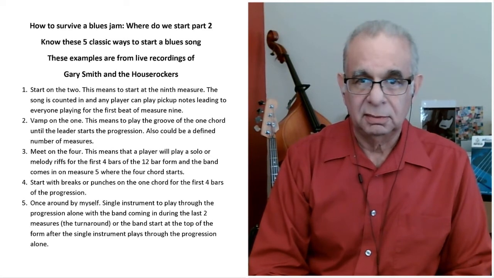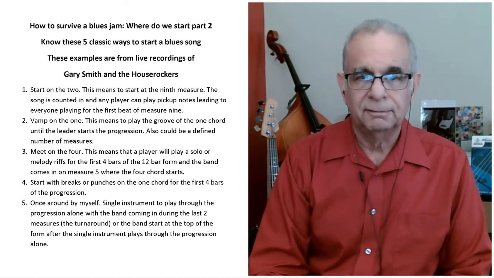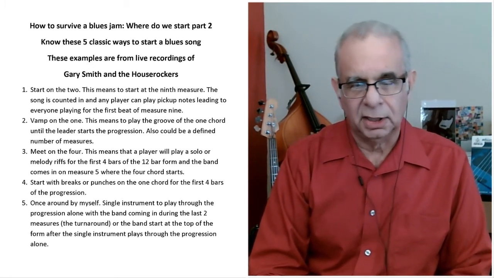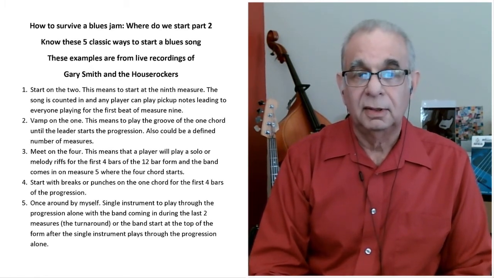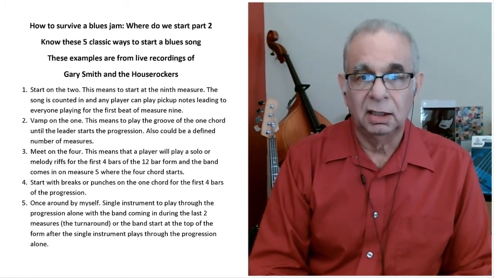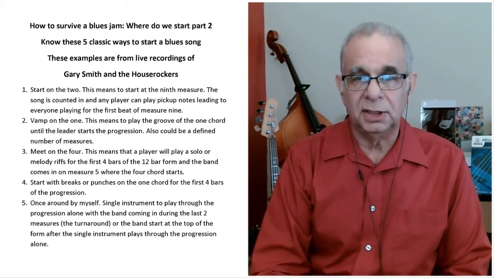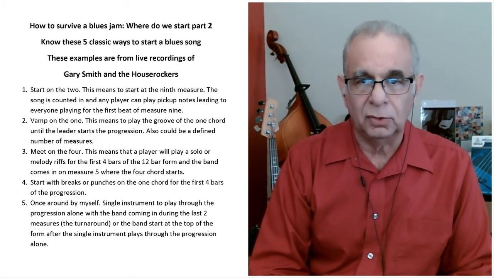The next way to start the song is called Meet Me on the 4, where a player, guitar, harmonica, piano, saxophone, even the drums will play alone for the first 4 bars, and the band will come in on measure number 5, which is where the 4 chord is.